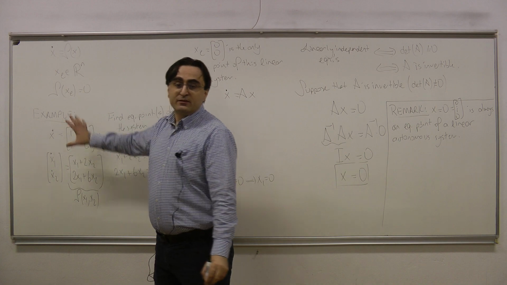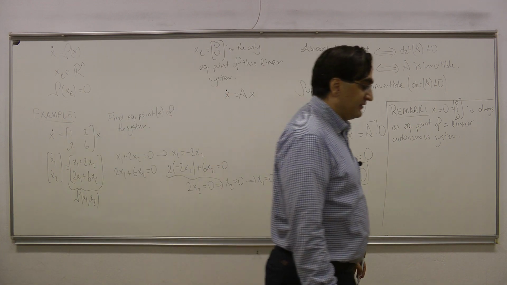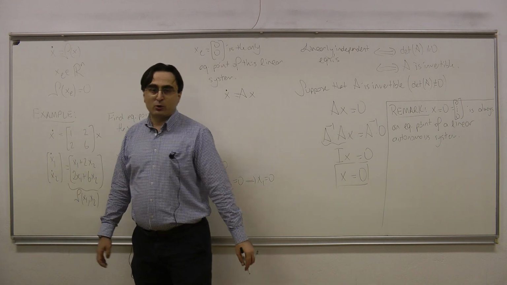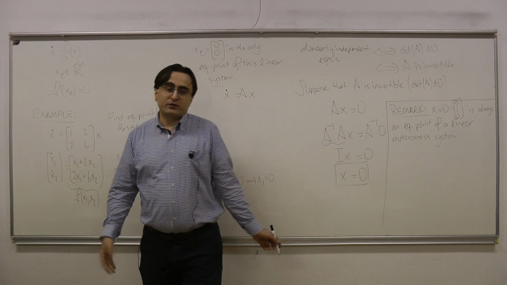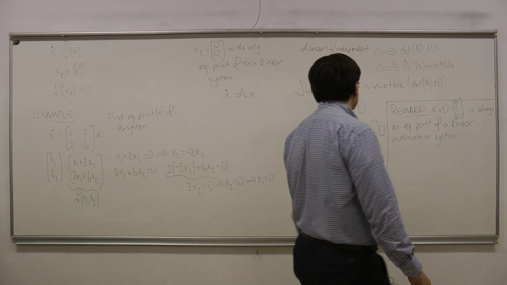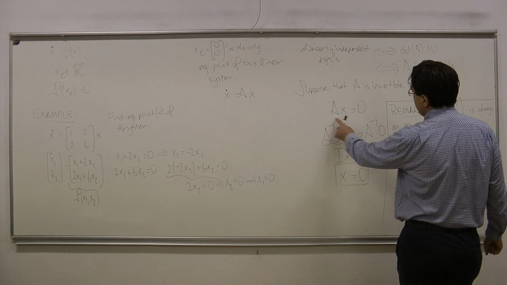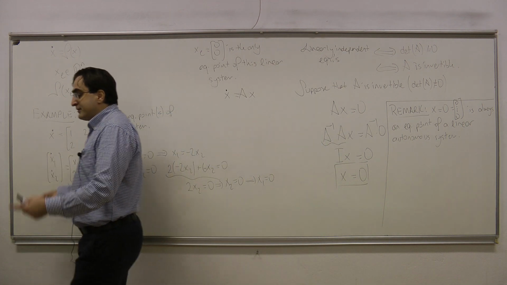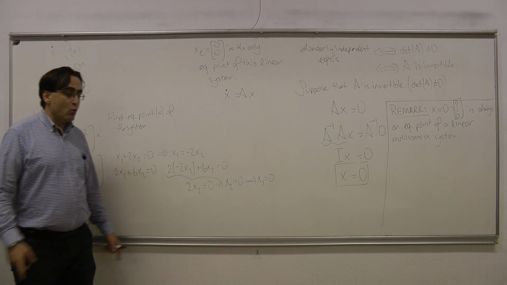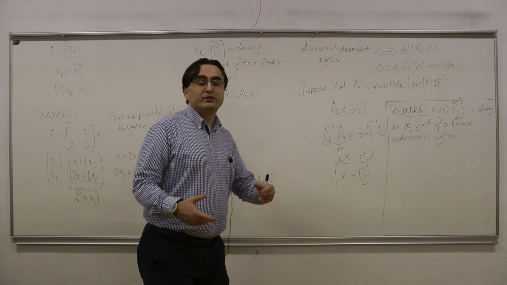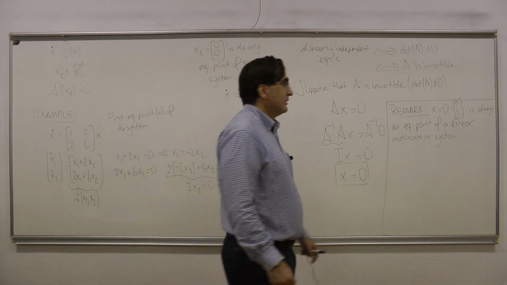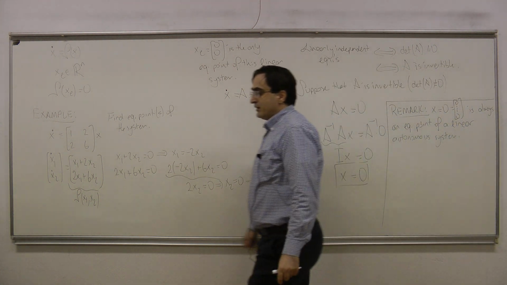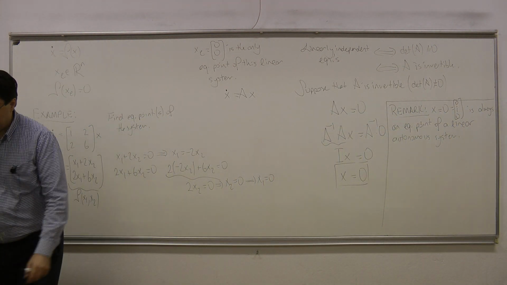So even when determinant A is equal to 0, even when this matrix is not invertible, x equals 0 has to be an equilibrium point. Because this equation is always satisfied at x equals 0. Now we are asking a kind of reverse situation: when is x equals 0 the only equilibrium point? And the answer is when the A matrix is invertible.